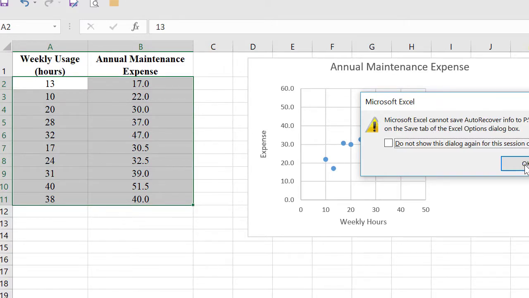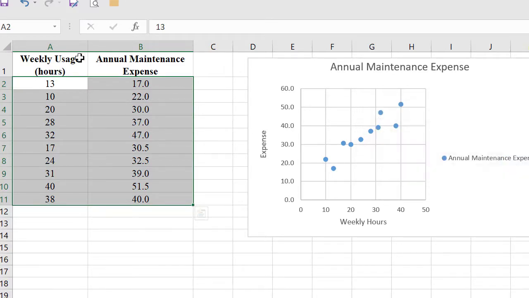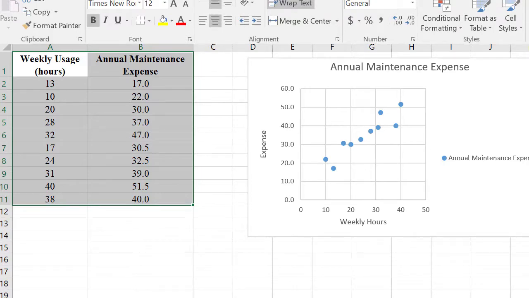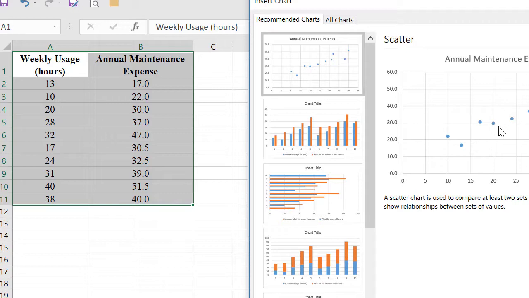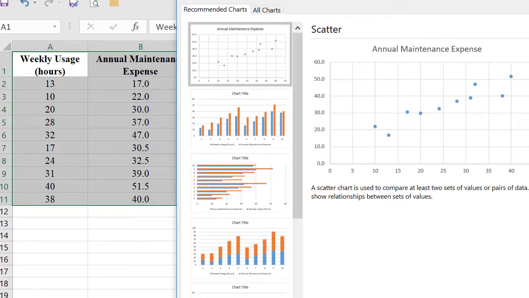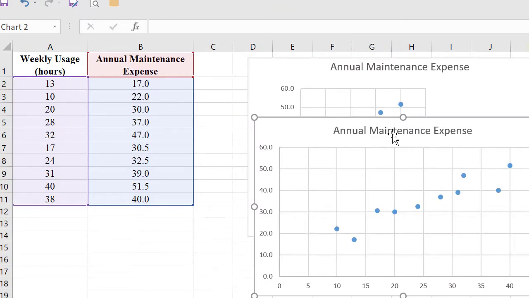We literally just highlight everything, including the labels at the top. We come over here, go to the Insert tab, Recommended Charts. It gives you the scatter chart. Okay, so fairly easy to do. It looks just like the one I just created.